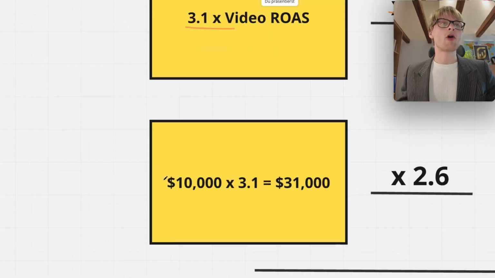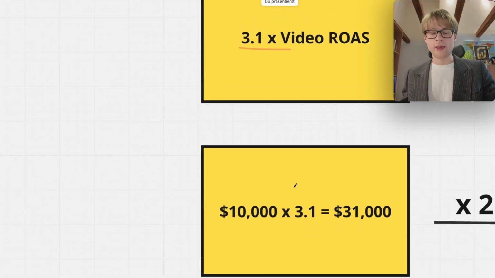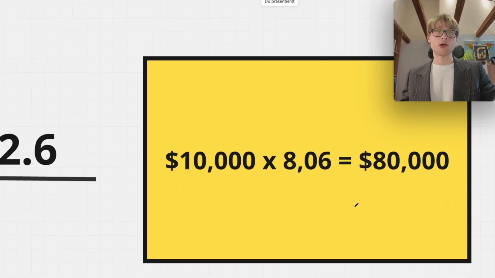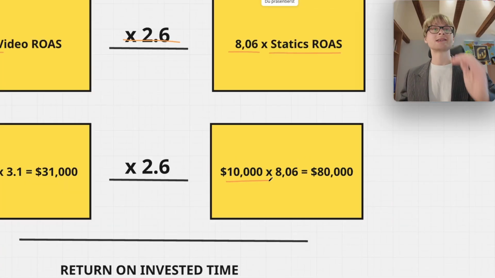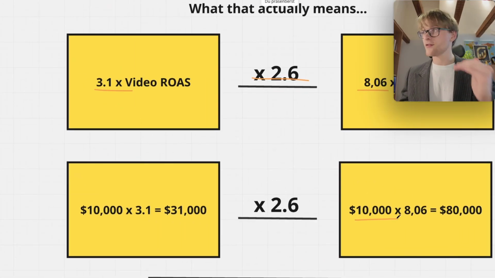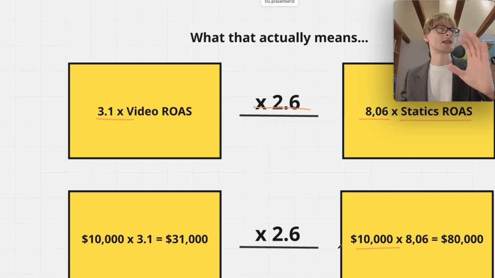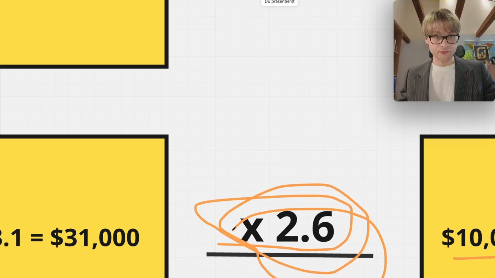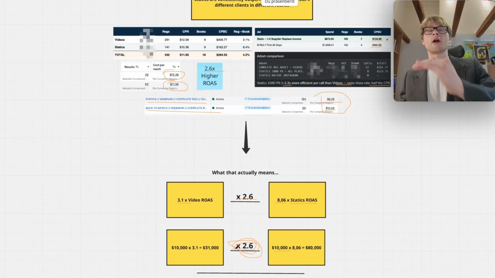Let's say we put $10,000 in the video campaign, we would get $31,000 out. But with the static campaign, we're getting $80,000 out for the $10,000 that we put in. This is a massive difference of 50K. I'm not saying this will work for you as well. I'm not saying it's this way for each of our clients, but as you can see, it definitely works once you've found the winning messaging.